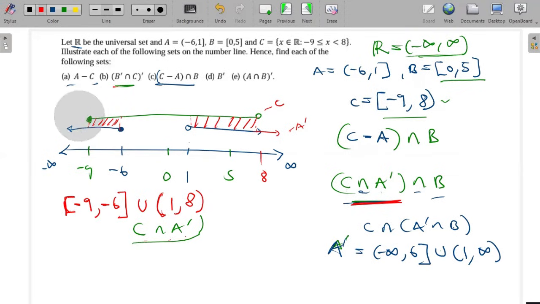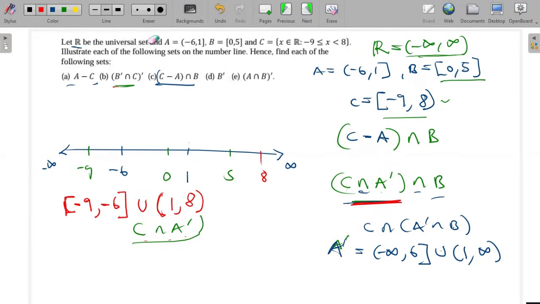Okay, now let us write this one. So I write just this C intersect A complement, which is from closed at negative 9 to 6 closed, and then open there, and then to 8, it is open. So this is this part. Now they're telling us to intersect this with B. So we're going to write our B. We know our B is there from 0. It is closed at 0, all the way to 5, and it's closed.